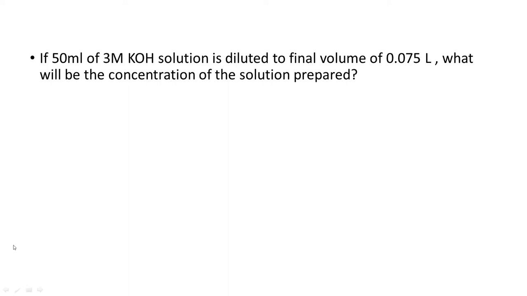So let's try to write what is given. If 50 ml of 3 molar KOH solution is diluted, you have to read the question properly to know what is the initial volume, initial concentration, final volume and final concentration. A solution is diluted to a final volume. There is a word given here, final volume, so you need not worry about it.